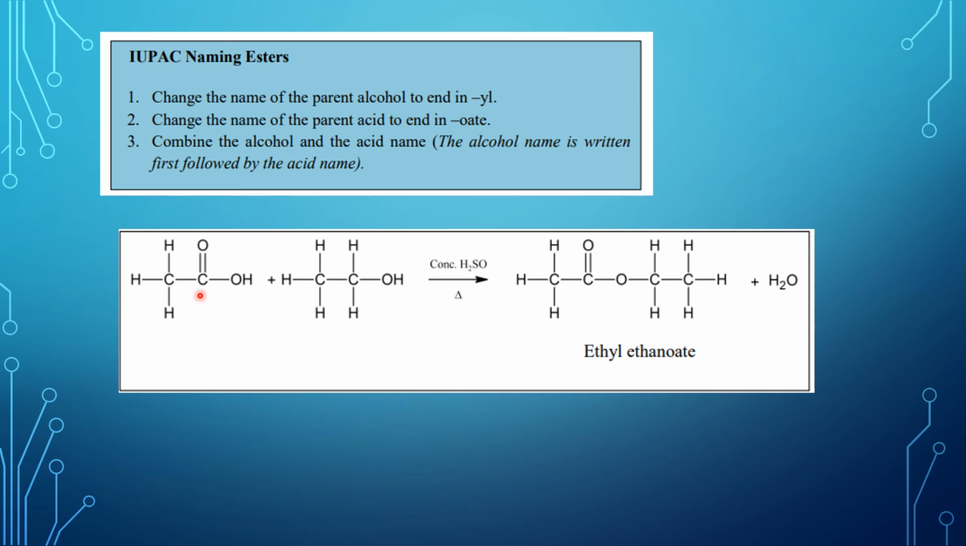So when we are naming, we name the alcohol first. But when we draw, we are going to draw the carboxylic acid part first. More of this, like I said, we are going to be looking at in the next session.